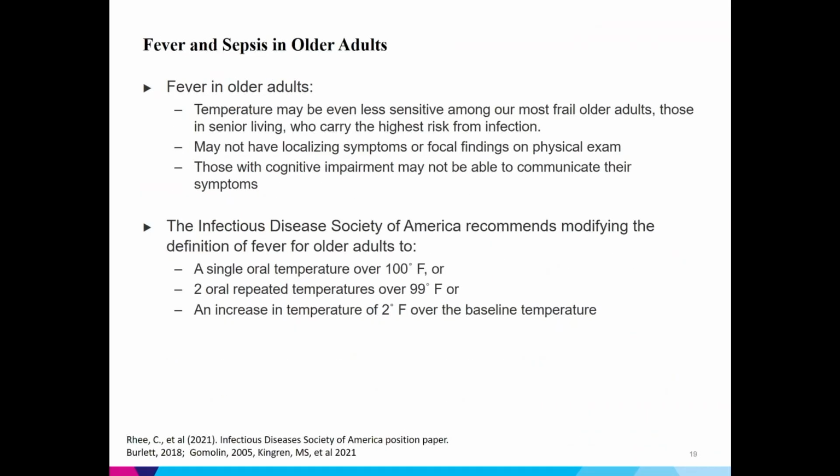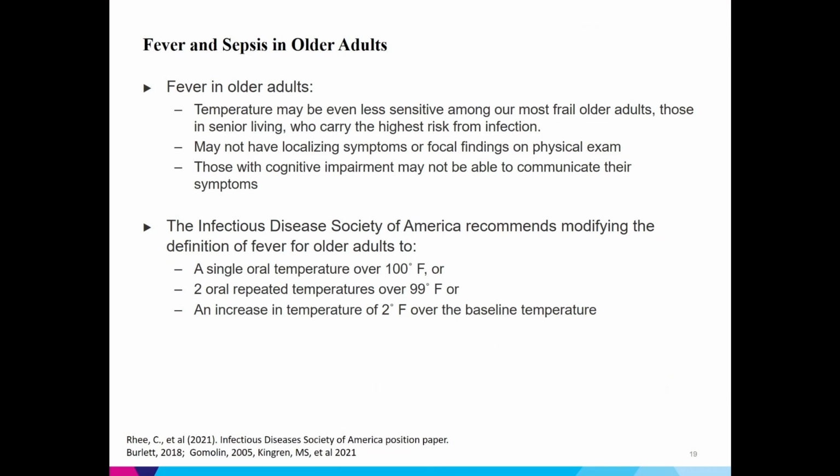In this case, we also touch upon fever and sepsis in older adults. And it's important to remember that temperature may be less sensitive amongst our most frail older adults. Older adults may not have the same localizing symptoms or focal findings on exam, and those with cognitive impairment may not be able to communicate their symptoms.